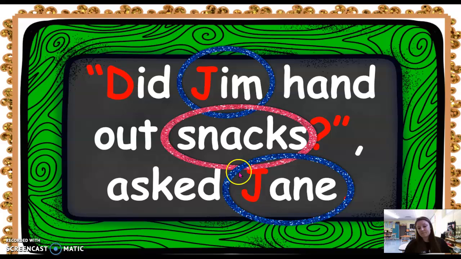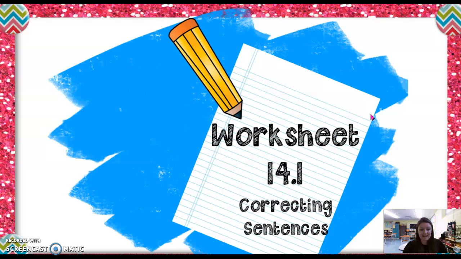Asked Jane. It's kind of hard to see, but at the very end of the sentence there is a period. You need ending punctuation there. It's being covered by our glitter circle. Our blue circles, remember, are our proper nouns. Our pink circle is our common noun.